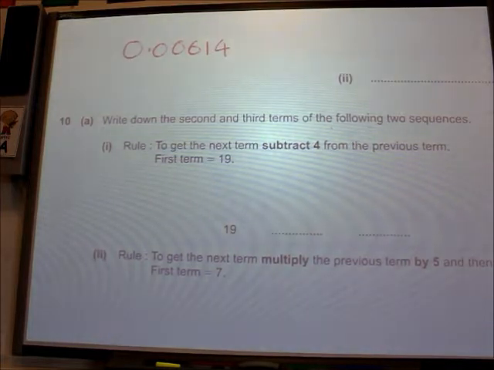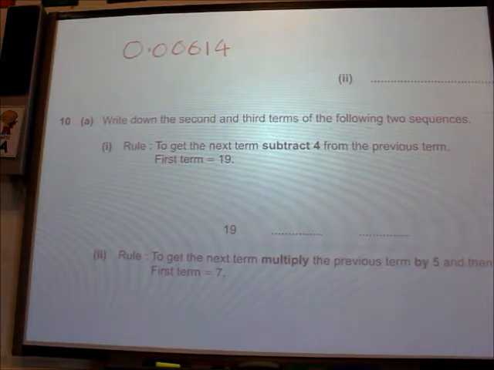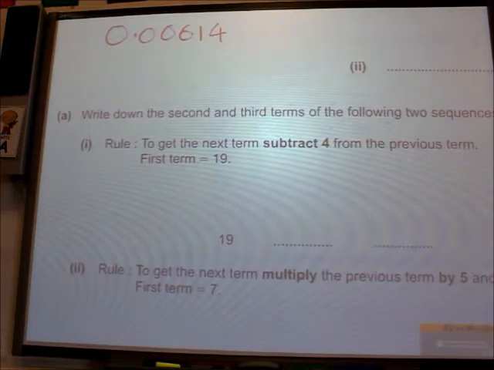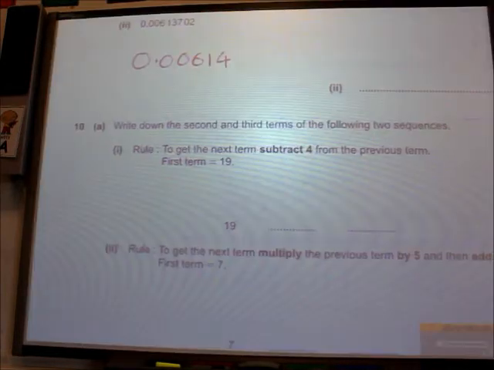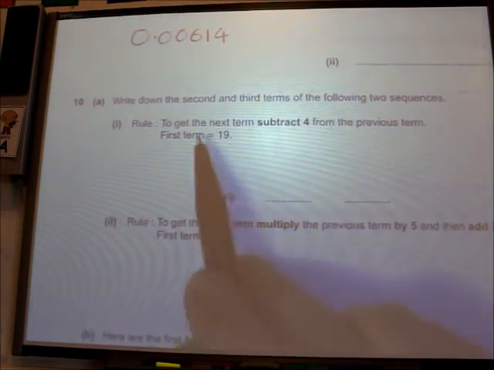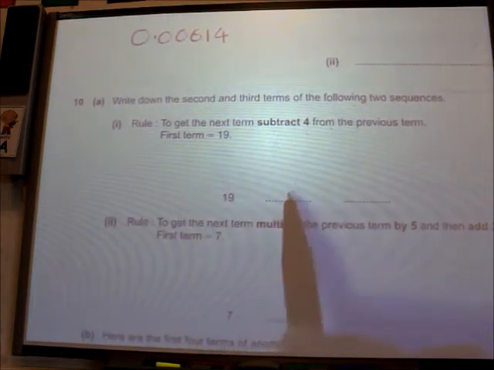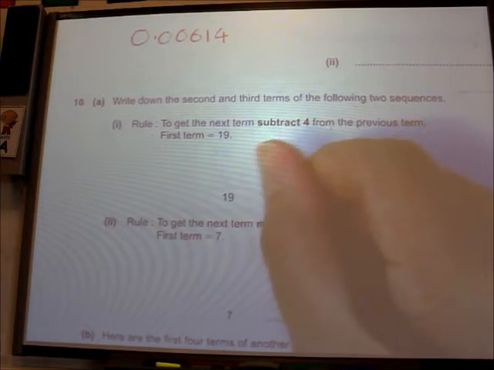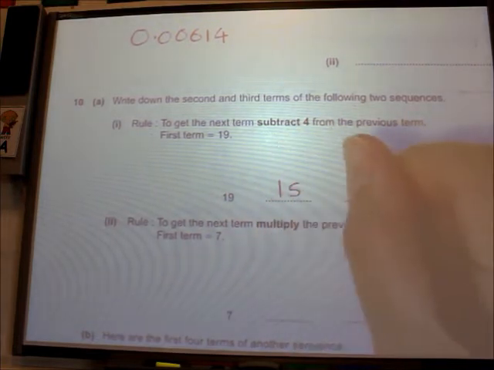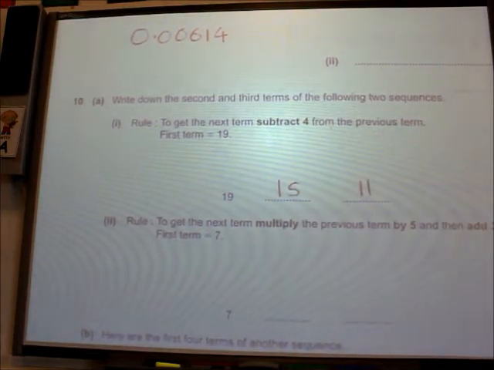Question number 10. Write down the second and third terms of the following 2 sequences. And there's a rule here. To get the next term, subtract 4 from the previous term. This looks suspiciously easy, so let's read it closely. Write down the second and third term. So to get the next term, subtract 4 from the previous term. So just subtract 4. So that will be 15 and 11. That's probably the easiest mark I've ever seen.